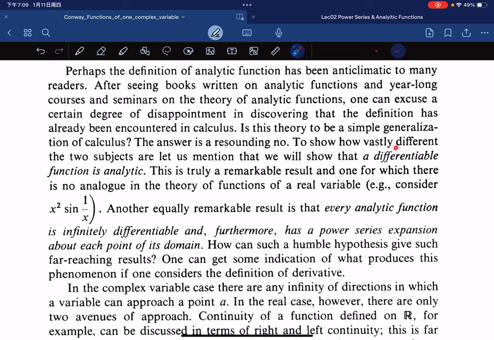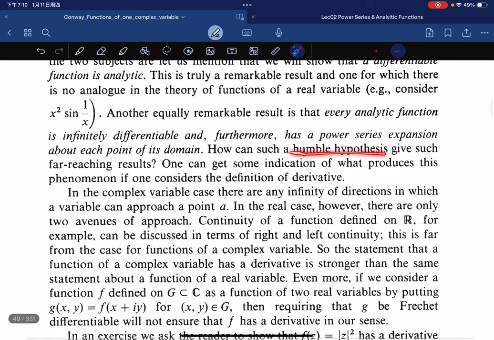This is a really strong result, but we're just assuming it's differentiable. If you're differentiable, you're analytic, and you're infinitely differentiable. You have a power series expansion about each point on its domain. This is so strong. As a humble hypothesis, it gives such far-reaching results. We're going to investigate this further later.